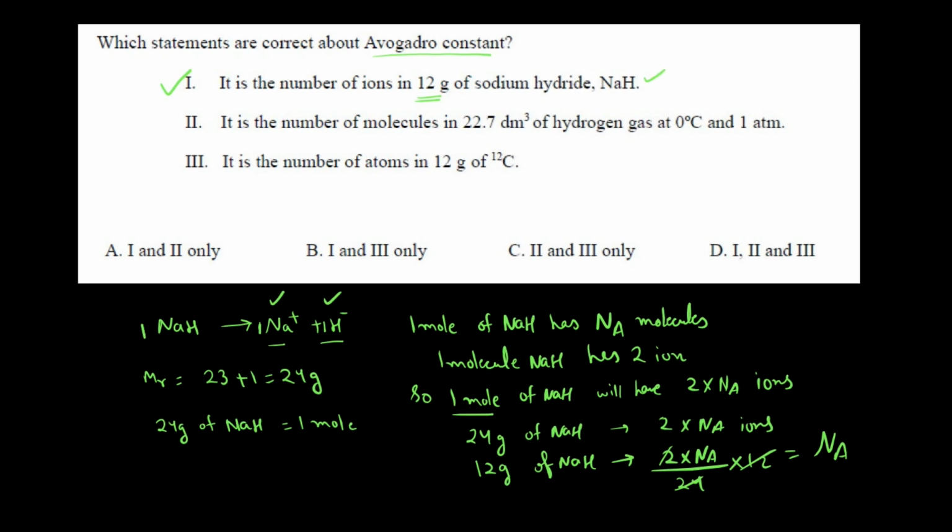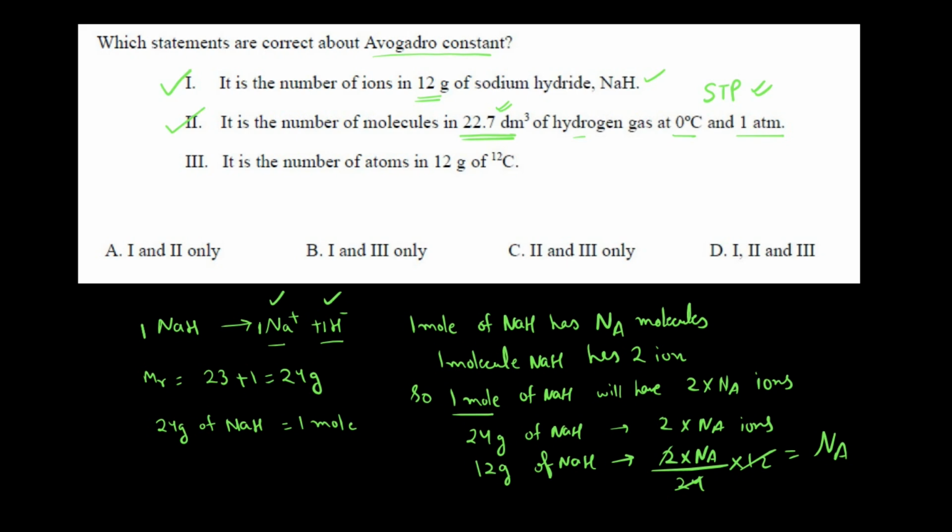Now the second option is, it is a number of molecules in 22.7 dm cube of hydrogen gas at 0 degree Celsius and 1 atm. So 0 degree Celsius and 1 atm is STP condition, and we know that 1 mole of gas occupies 22.7 dm cube at STP, right? This is given in your data booklet. Also you can find this out from the PV equals nRT equation. So that will be 1 mole, right? So 1 mole of hydrogen gas will give me this much volume, and 1 mole of hydrogen gas has Avogadro number of molecules, so this option is also correct.